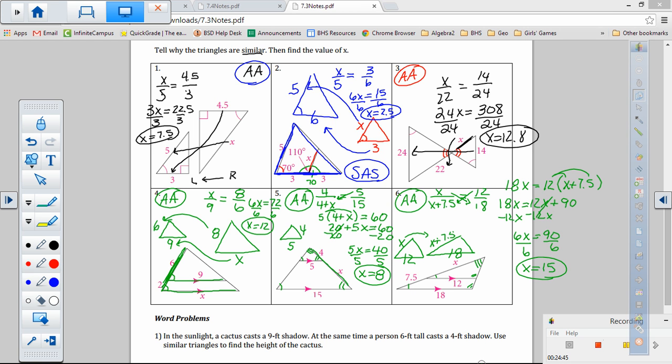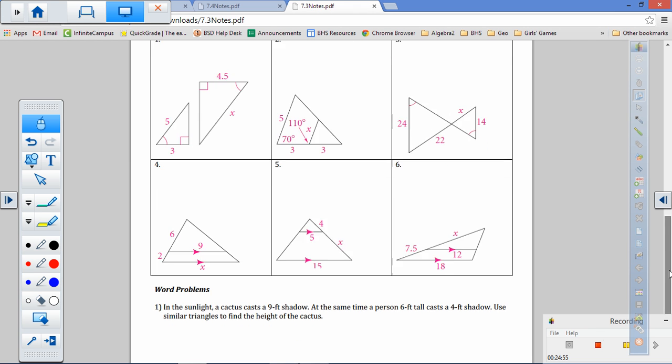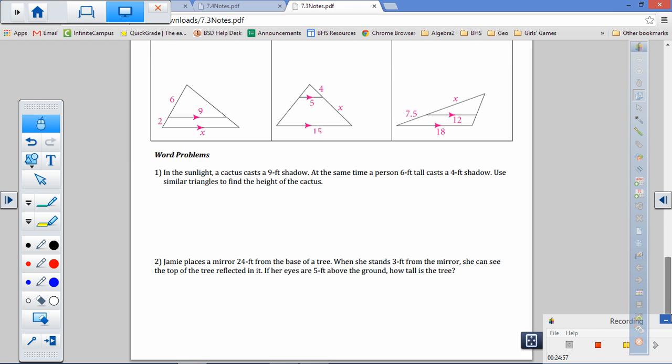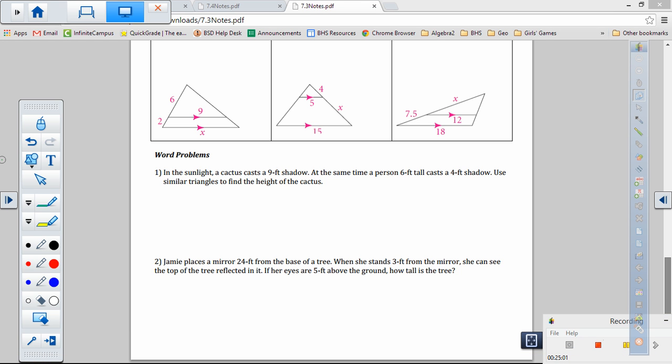The second 6 was about solving them if we knew that they were similar. And the last 2 are word problems where you're just going to apply what you know about similar triangles to solve a couple word problems. So I will say to you visual learners that pictures are going to be your friends for these.